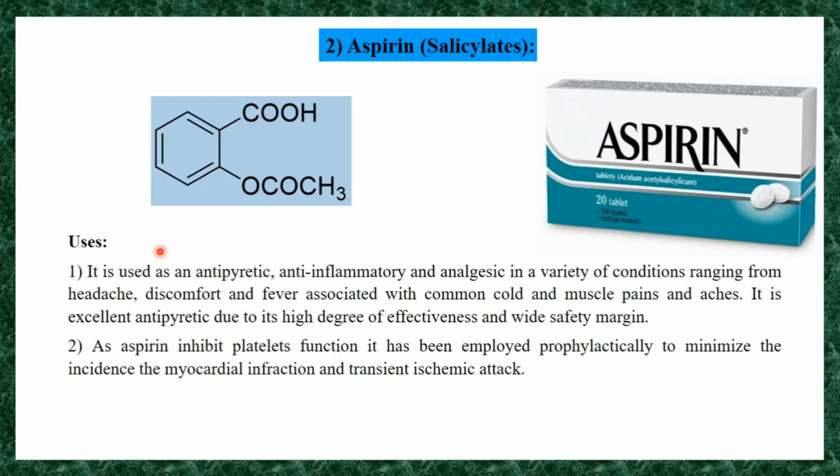Then the next point is the uses of aspirin. It is used as an antipyretic, anti-inflammatory and analgesic in a variety of conditions ranging from headache, discomfort, and fever associated with common cold, to muscle pain. It is an excellent antipyretic due to its high degree of effectiveness and a wide safety margin.